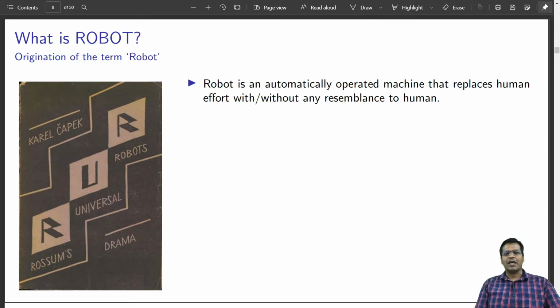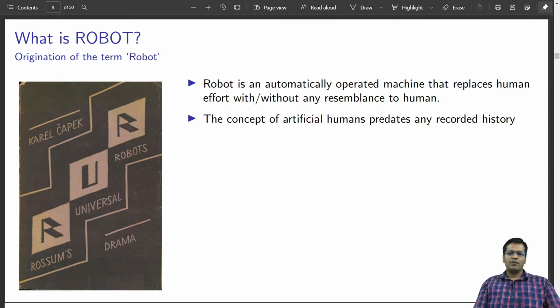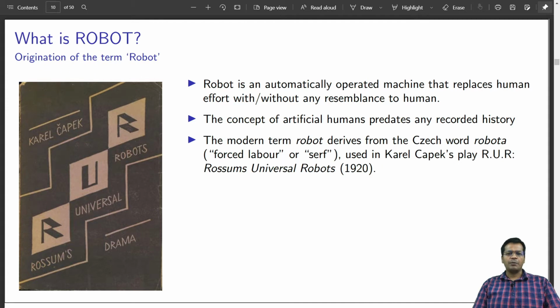In industry, most of the time you find robots which are just like an arm, or a mobile robotic platform which carries weight from one place to the other. The concept of an artificial human predates any recorded history. We don't know when this idea actually evolved, but the modern term robot was derived from the Czech word robota, which means forced labor or a serf. It was used by Karel Capek in his play R.U.R., Rossum's Universal Robots, in 1920.